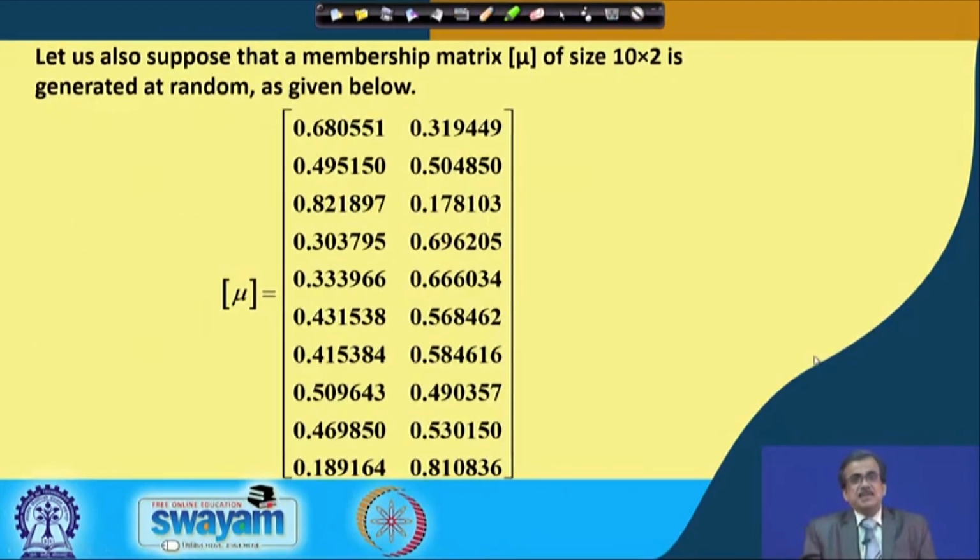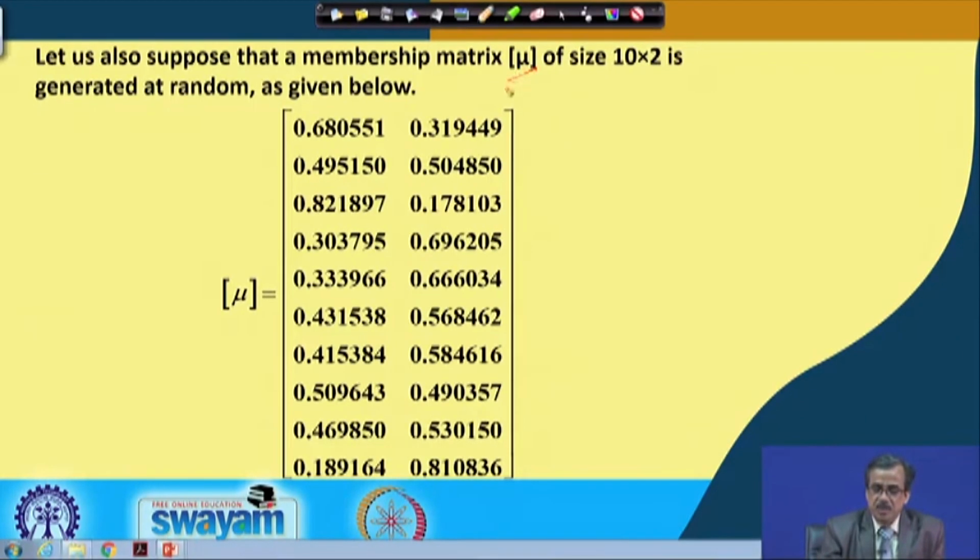Now, what we do is, initially we assume the membership matrix that is denoted by mu. What is the size of this particular mu? It is nothing but 10 cross 2. Now, why 10 cross 2? Because we have got 10 data points and we have considered only 2 cluster centers.